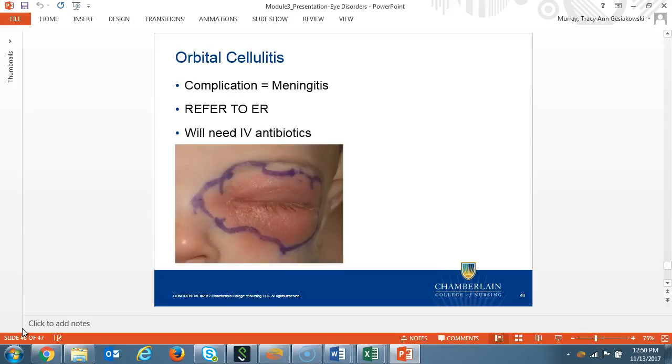One of the complications of orbital cellulitis is meningitis. So this is someone that you want to send to the ER right away. These people will require admission with further workup to look for an abscess in the orbit, sepsis, and meningitis. IV antibiotics are necessary.